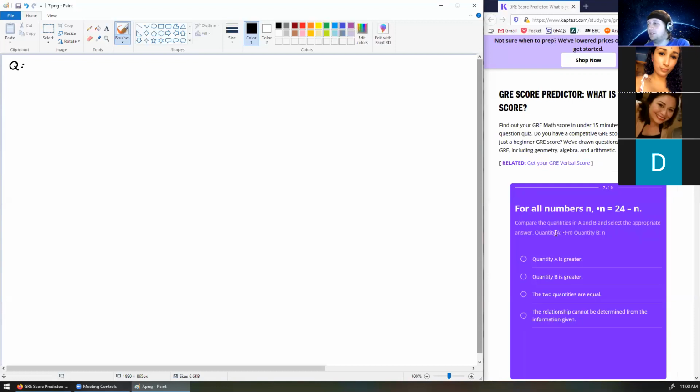So that's pretty close to what they're wanting us to do. In this question, there actually isn't a concrete question. It's saying look at quantities A and B, and then pick one of these answers that describes them best. Quantity A is greater, quantity B is greater, the two quantities are equal, and the relationship cannot be determined from the information given. Okay, so with this one, the question is really a little tricky.